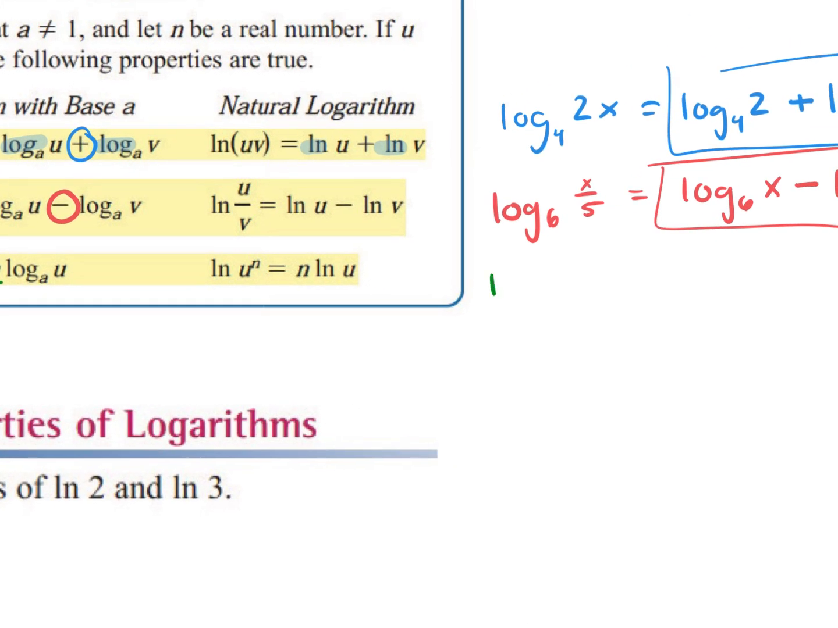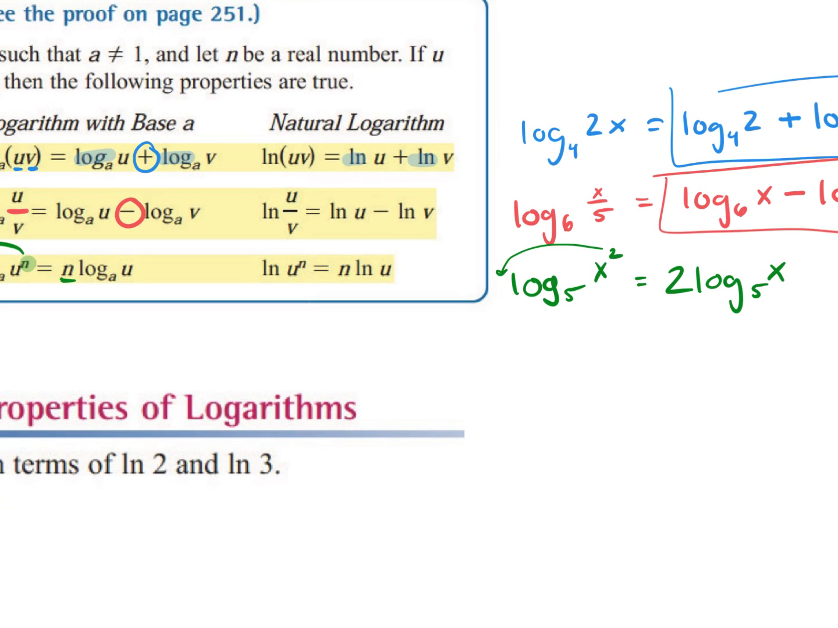So if I had something like log base 5 of x to the second power, I can take that 2 and move it in front of the log. So this would be 2 times log base 5 of x. So the exponent turns into the coefficient. These properties work both ways. If we were condensing our log and we had addition, we can condense it together to be a single log with multiplication. So you can go either way.